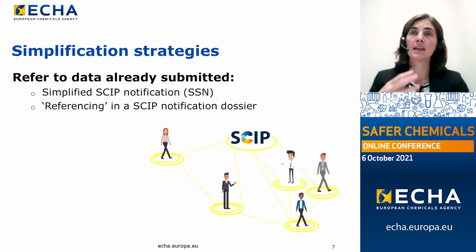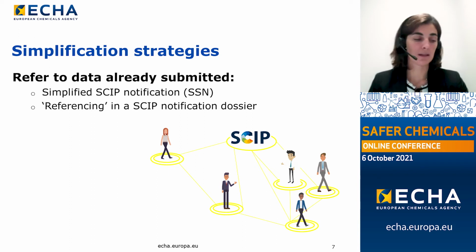Because it reduces the need to submit duplicated data many times. Imagine different stakeholders placing the same article on the market. They need to submit the repeated data. Instead of doing that, they can refer to data that has been previously submitted to SCIP.